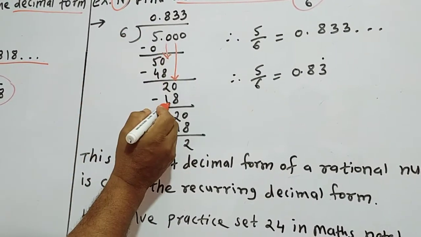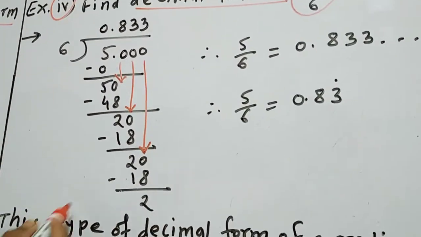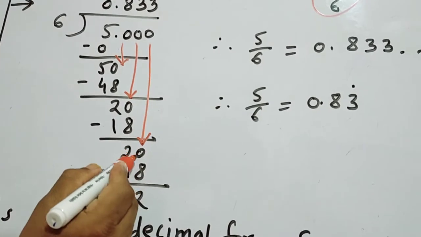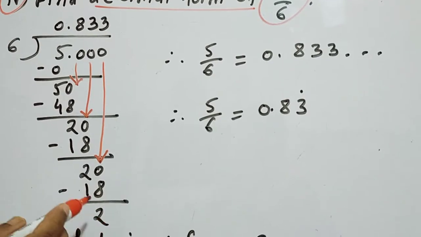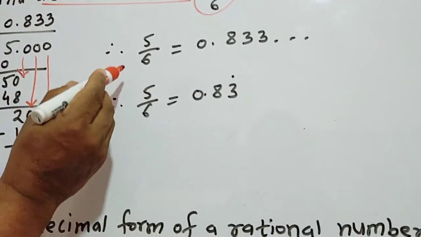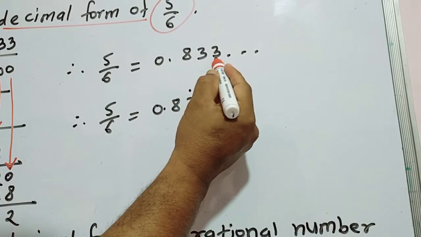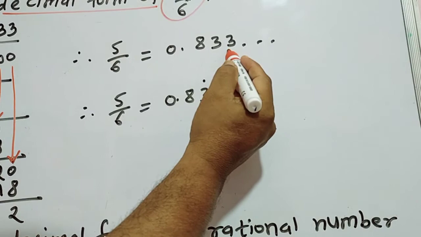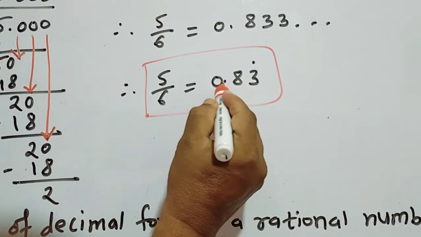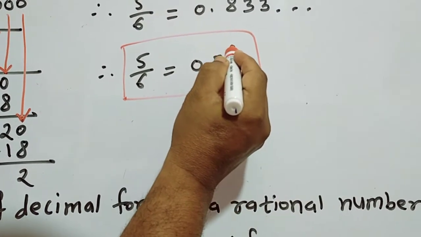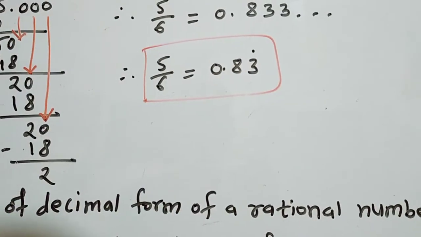Then 6 3s are 18, 20 minus 18 is 2. Then take next 0 down, it is 20. Again 6 3s are 18, 20 minus 18 is 2. Remainder is 2, remainder is not 0, means we can continue this process. That's why answer is 5 upon 6 equal to 0.833 dot dot dot, means 3 is going to repeat here. So recurrence of 3. Then how to write answer? 5 upon 6 is equal to 0.83 with dot only on 3, not 8. 8 is not repeating, 3 is repeating, that's why.